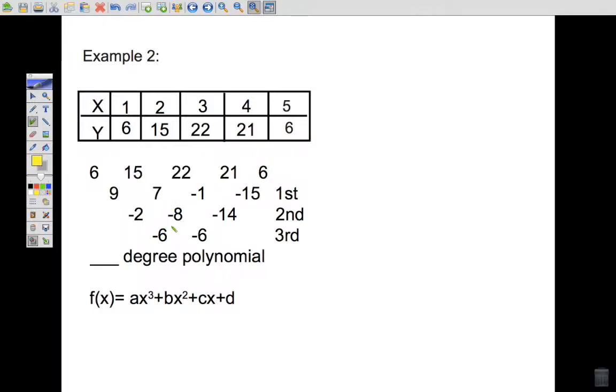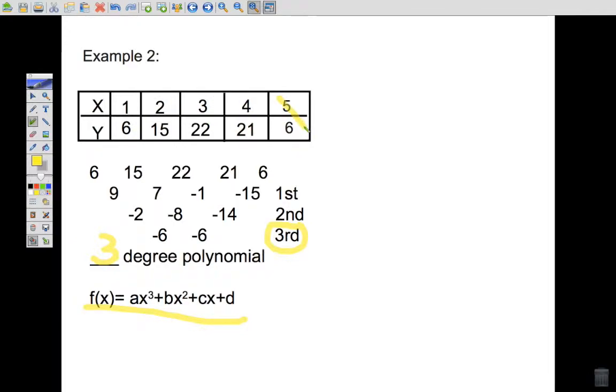We get another -6. Because it took us 3 times, that means our polynomial has a degree of 3. Our biggest exponent is going to be a 3. So this right here is the format of what our answer is going to look like. It's going to be ax cubed plus bx squared plus cx plus d. So now we have 4 unknowns. We need to find A, B, C, and D. So we will need to use 4 of those ordered pairs.